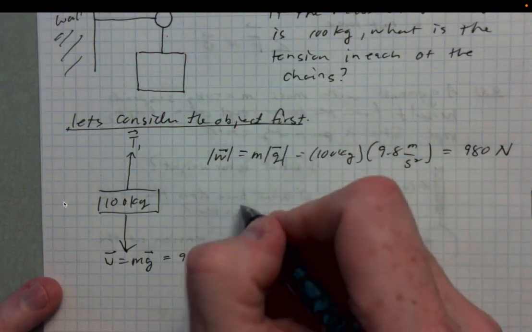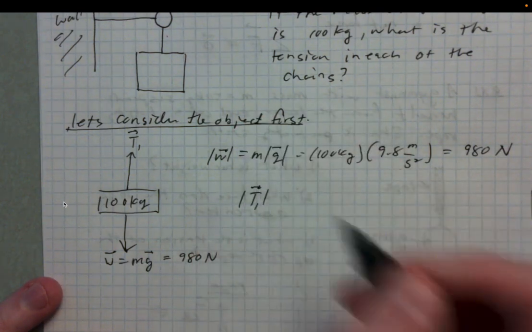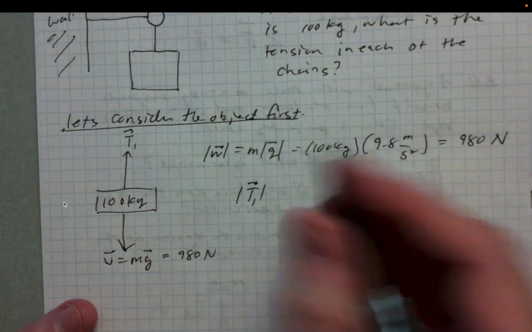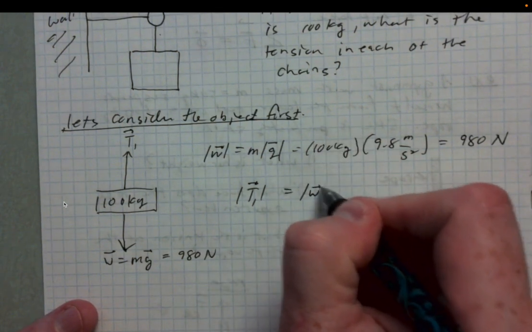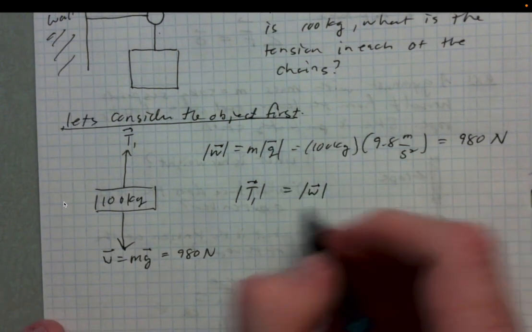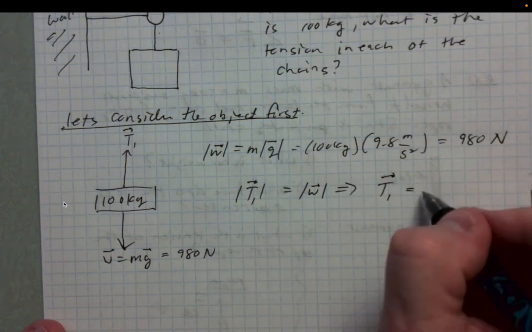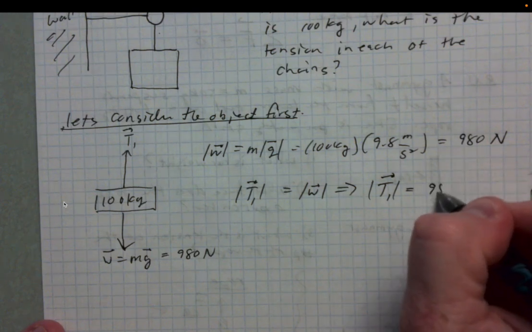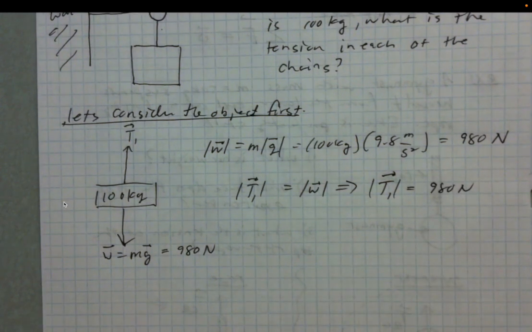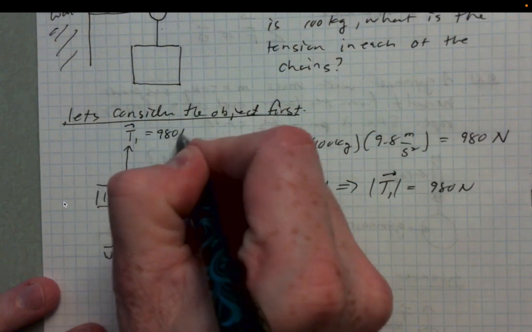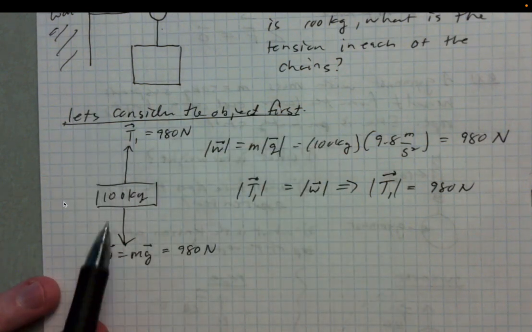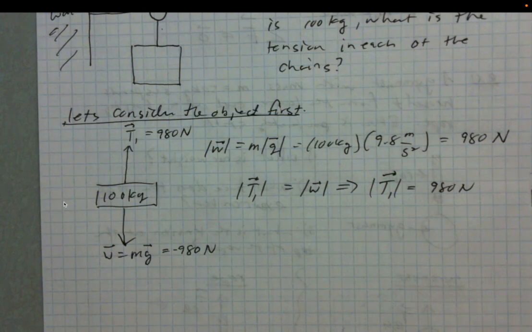Because the weight's in equilibrium, we know from Newton's first law, right? Newton's first law tells us that the magnitude of the force pulling up on the weight is equal to the magnitude of the weight, right? And so the implication there is that T1 is equal to, well, the magnitude anyway is 980 newtons. Okay. So let's make positive up, negative down. So we'll put this at negative. All right, very good.